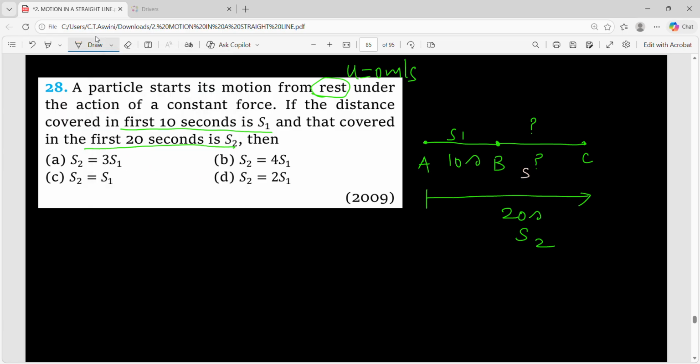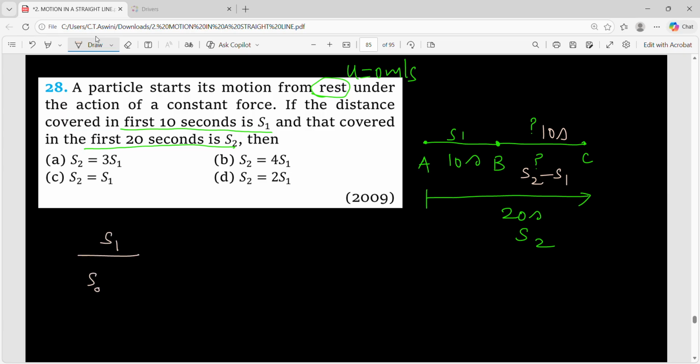Can I say this is S2 minus S1 and this is 10 seconds? Can I say this? Total distance is S2. So what about this BC distance? S2 minus S1. Total time is 20. So what about the time from B to C? It is 10 seconds. Now apply this Galileo's law.